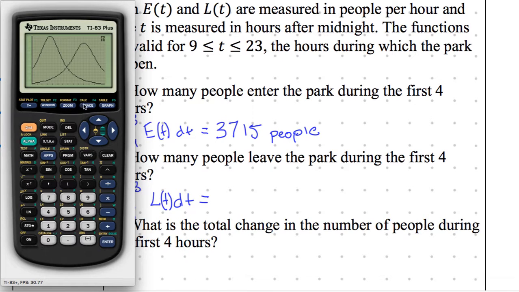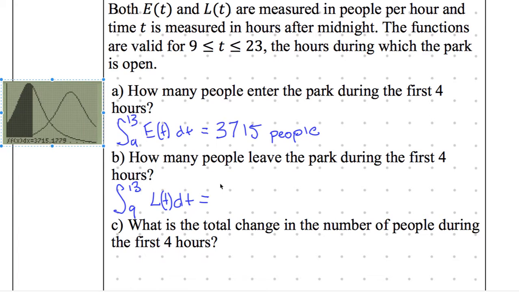I'm going to do second, trace, 7. Make sure you're on the correct one. So I'm going to hit down to go to Y2. Once I'm on Y2, I hit lower limit of 9, enter, 13, enter. And it should shade that section, which you can't really see on yours, but I can see on mine. And I got 567.655.